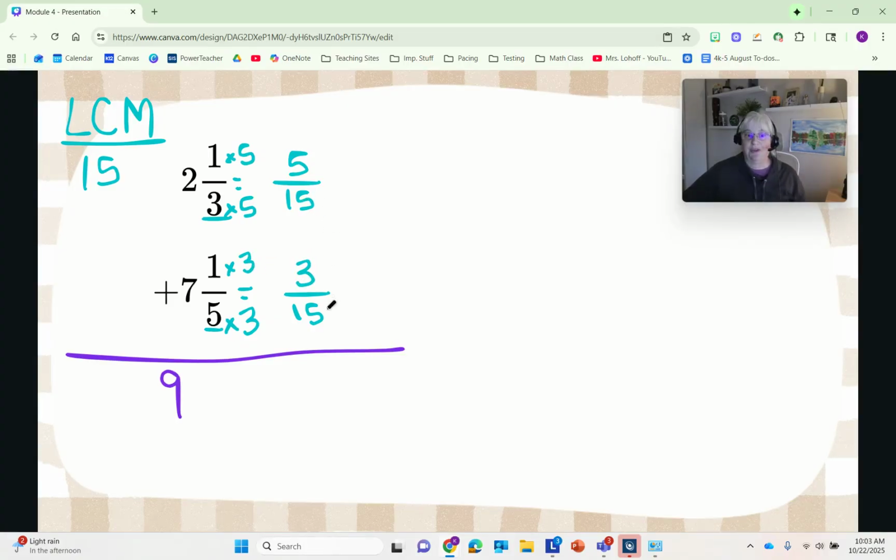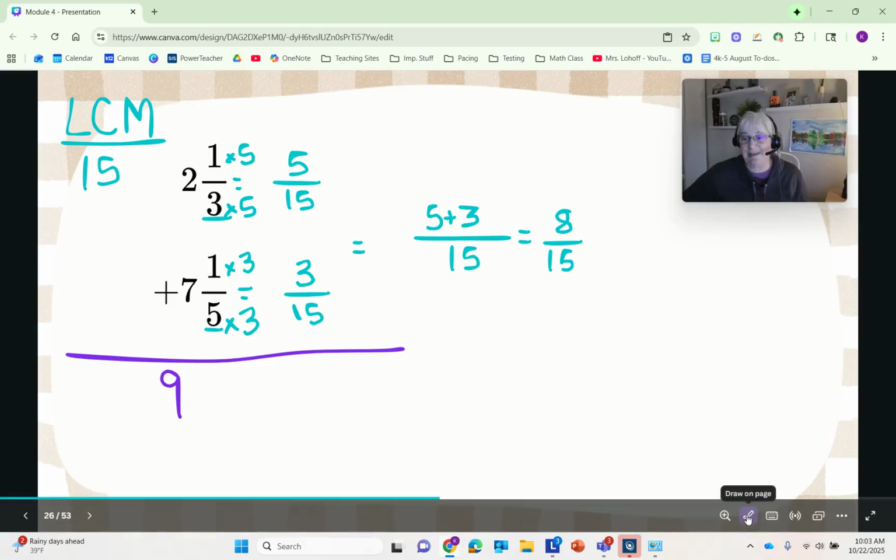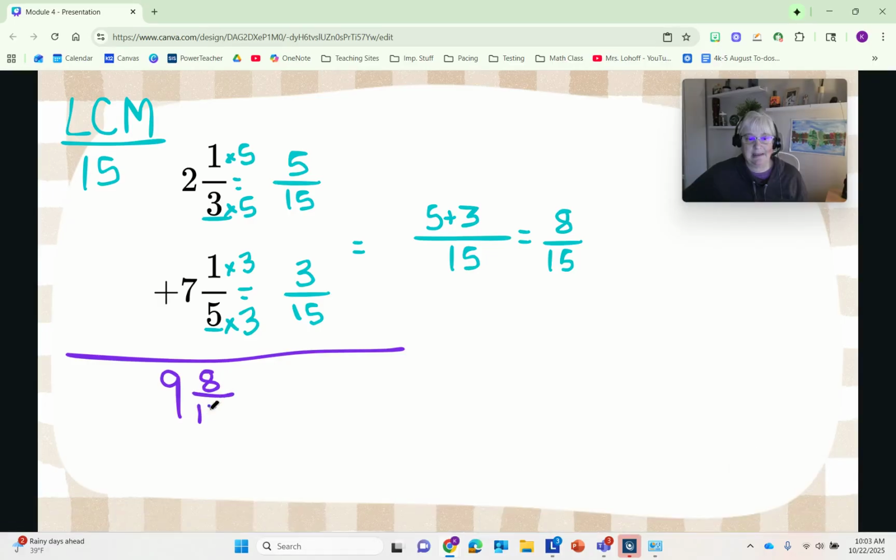Now we have fractions where the denominator is 15, so we can add those numerators. 5 plus 3 equals 8/15. There's no improper fraction here. We have a fraction. We cannot reduce it to simpler terms. It is fine just the way it is. So we add that to our answer, 8/15. So when we add 2 1/3 plus 7 1/5, we get 9 8/15.